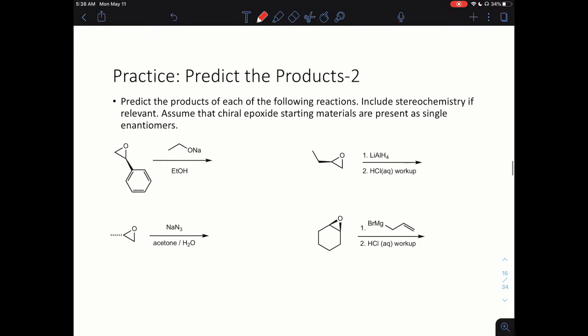So for these examples, we're going to examine more complicated epoxides, meaning not just this one. This one's called ethylene oxide. So we're looking beyond ethylene oxide. So let's predict the products of these reactions. So go ahead and pause.